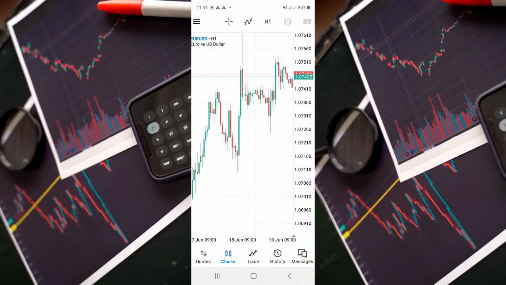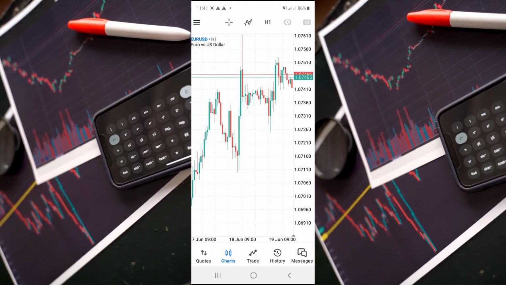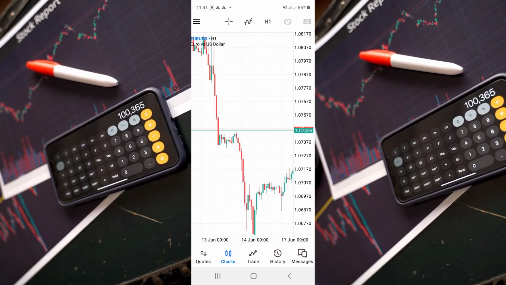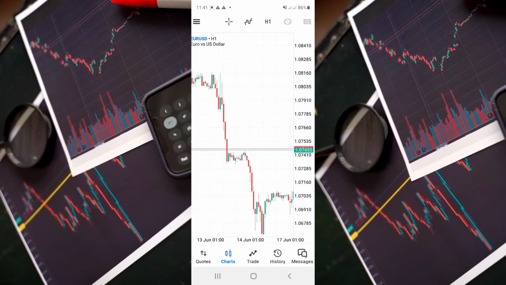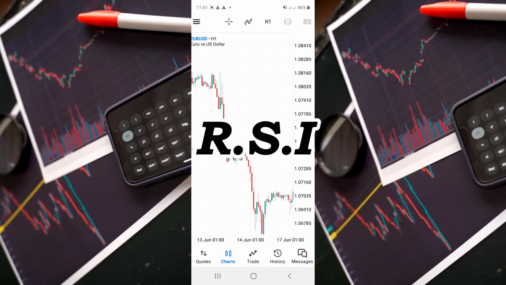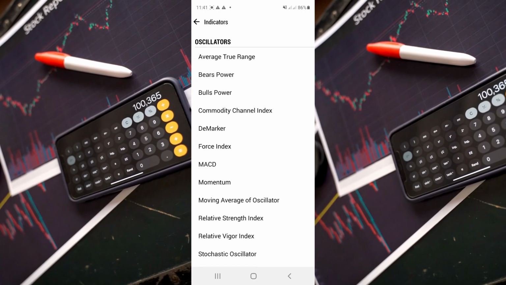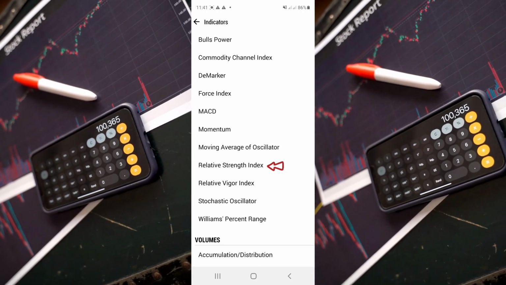Guys, we fire up our trading platform, our mobile trading platform. This is how it looks after firing it up. Now the second thing is to fire up our first indicator, which we call the RSI. We shall go onto the indicator tab right here, then we select it, then head onto the main chart. We shall scroll through and select the RSI right here.